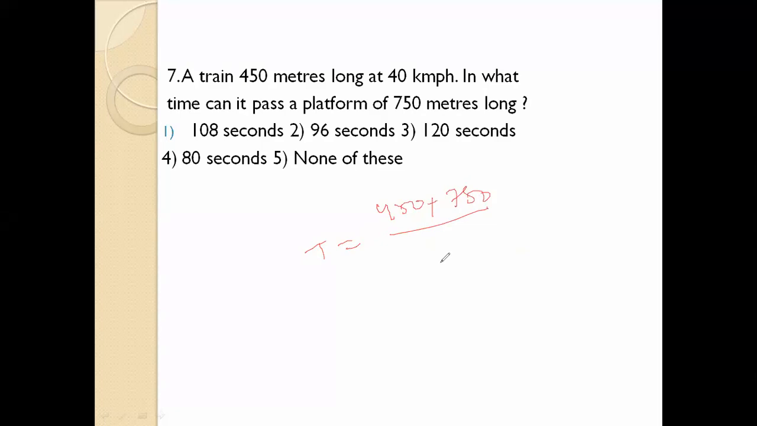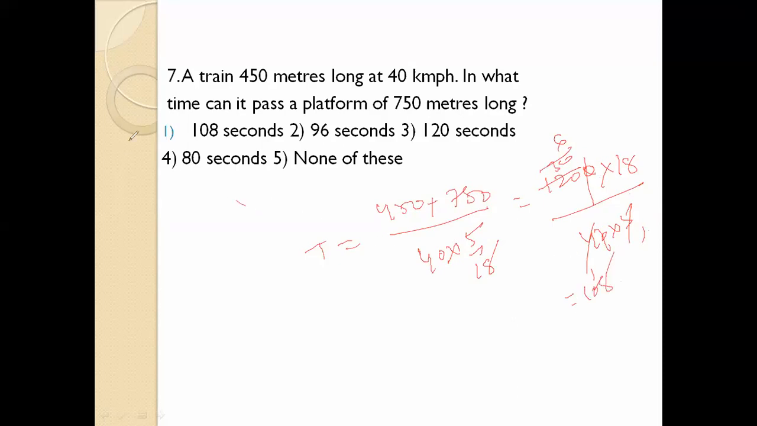Speed is the train speed, given in kilometer per hour. We convert it into meter per second by multiplying by 5 by 18. So 1200 into 18 divided by 40 into 5. 4 ones are 4, 4 threes are 12, 0. 5 ones are 5, 5 sixes are 30, 18 sixes are 108. 108 seconds. Option number 1 is the right answer.